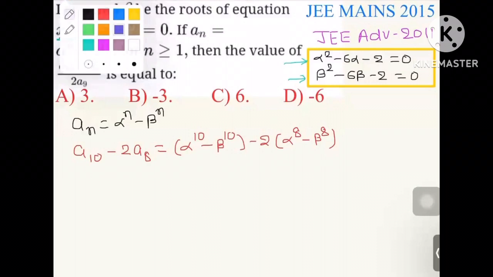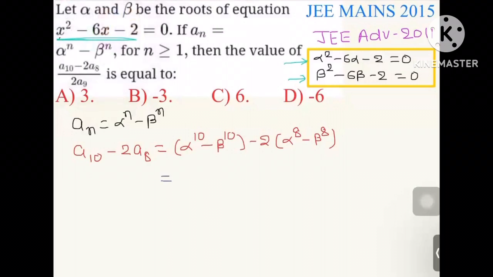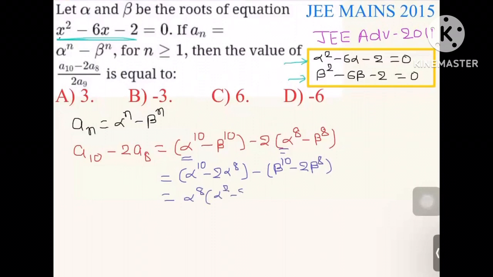Now we can take all the alpha together. Then what can we write? Alpha to the power 10 minus 2 alpha raised to 8, minus beta raised to 10 minus 2 beta raised to 8. Or we can take alpha raised to 8 common. What will we get? Alpha squared minus 2 here, minus, we can take beta raised to 8 common. What will we get? Beta squared minus 2.